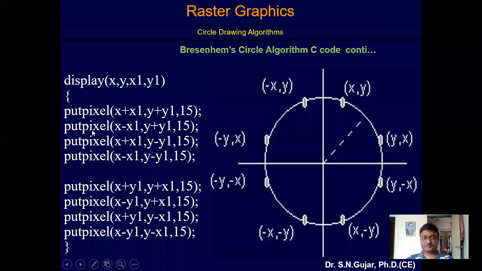x1, y1. So in opening curly bracket, I have to use the put pixel x plus x1, comma y plus y1, 15. 15 stands for the color. So put pixel is the function that has 3 parameters: x plus x1, comma y plus y1, 15. Now I have to repeat this 4 times, means plus plus, minus plus, plus minus, minus minus, means once I have kept this value, then I have to do plus plus, minus plus, plus minus, minus minus, correct?